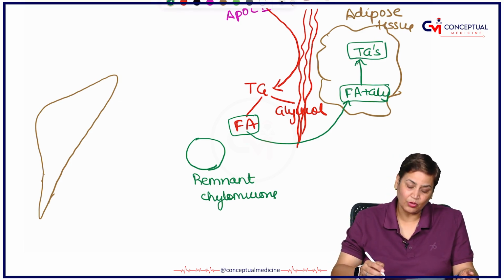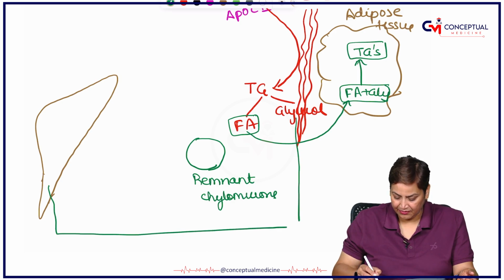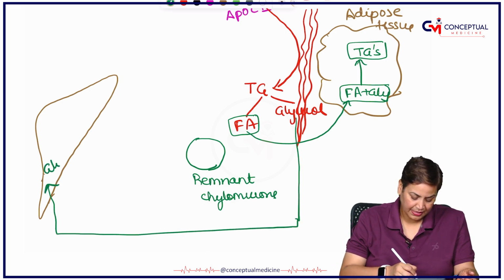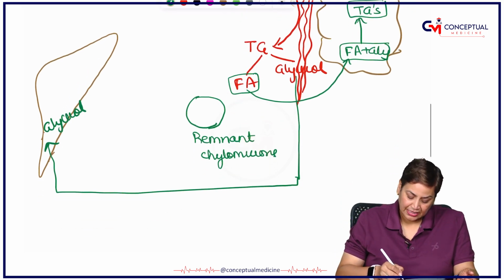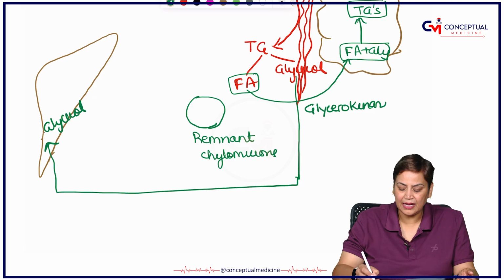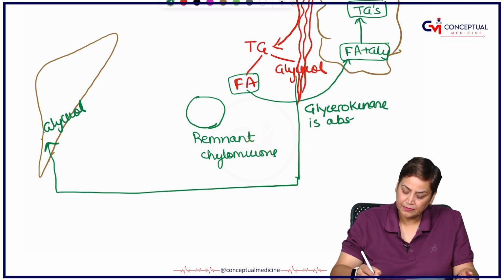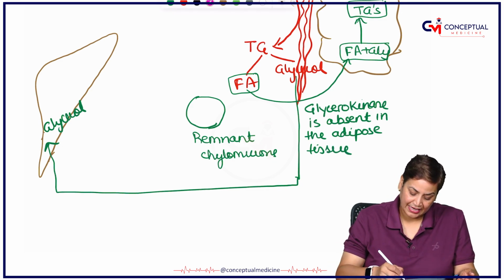Okay. Now, if we talk about glycerol, this glycerol will enter in the liver, where it will be metabolized. Now, why glycerol will enter in the liver? Because glycerokinase is absent in the adipose tissue. Right. Now, these remnant chylomicrons, now again Apo B-48 will stick to it. Apo B-48 is not going to leave this, and Apo E is there.